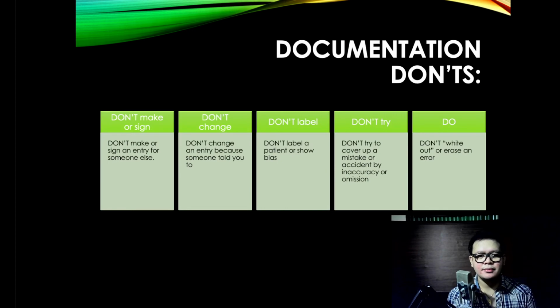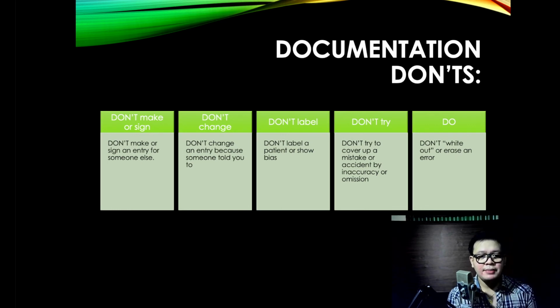So here are the don'ts. First, don't make or sign an entry for someone else. Say for example, your classmate wanted you to sign on a particular part or write his or her FDAR because she forgot to document it. It's a no-no if you're going to write that, or even at the staff nurse level. If a staff nurse already went home and forgot to write her entry in the chart for FDAR, do not write that for her because that could be considered dishonesty, or you are tolerating the bad behavior of the staff or student nurse.